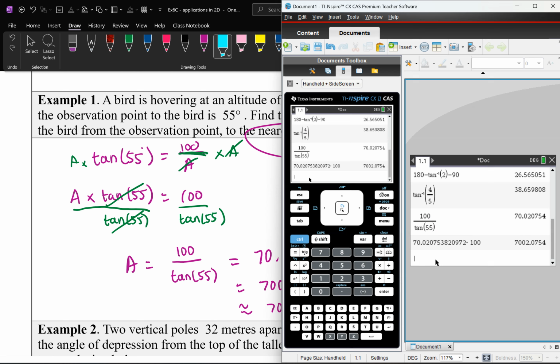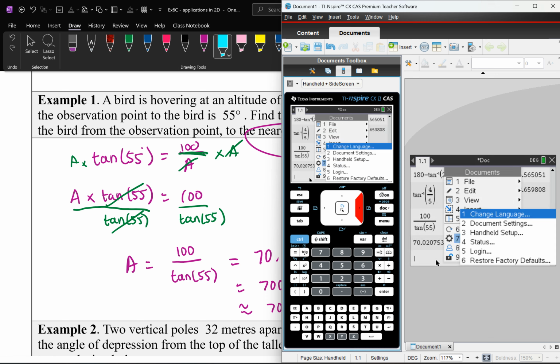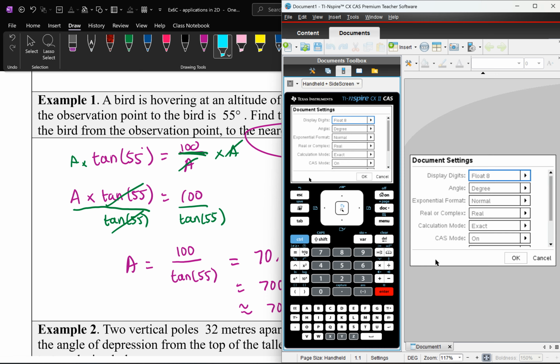It would be 8, but it must mean your calculator is, mine's on float 8. So in your settings, you might have float 6 or something. So it's 1, 2, 3, 4, 5, 6. This is why at year 11 and 12 methods, we encourage 8 and above, because then you get more decimals. So it's your settings. If you want to change it, go to document, settings, and you change the float from 6 to 8 or above.